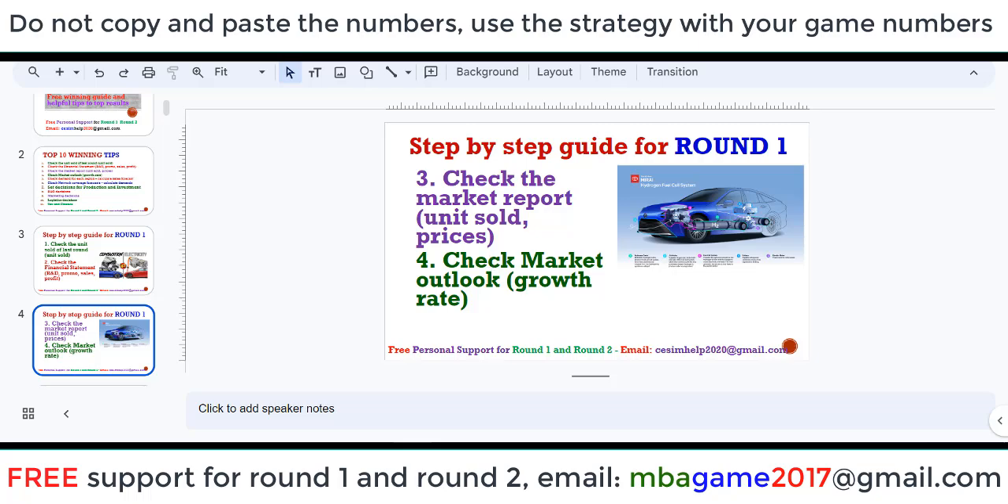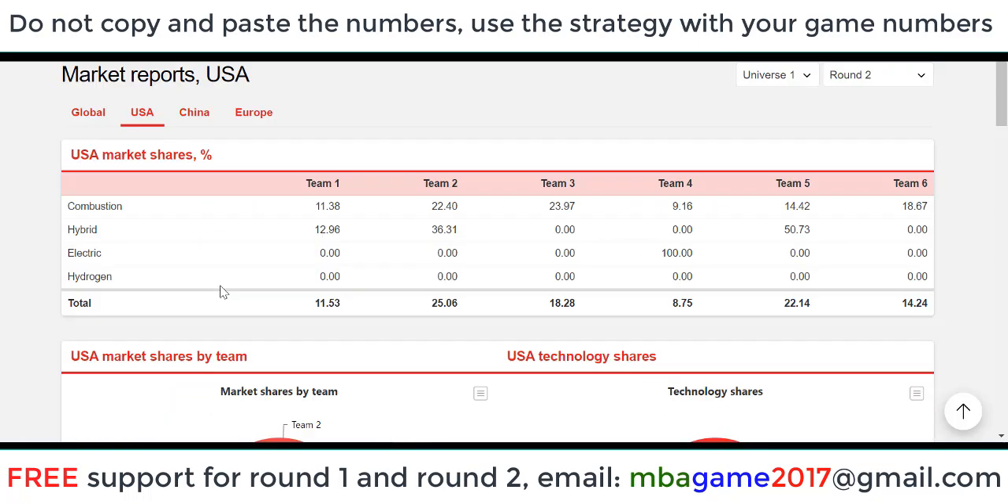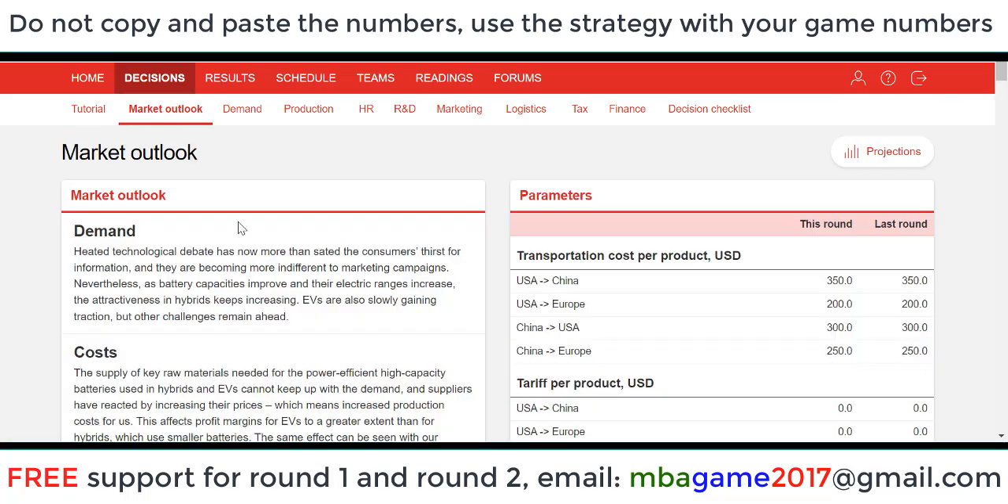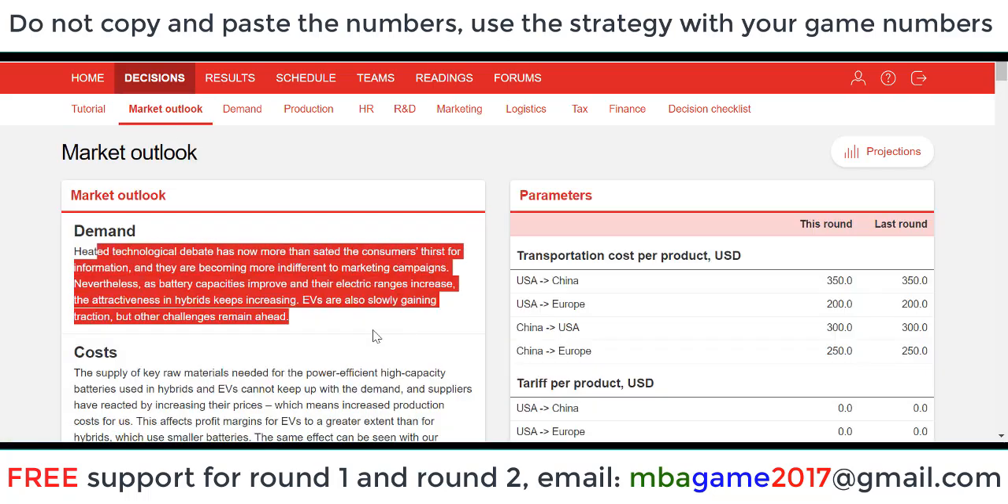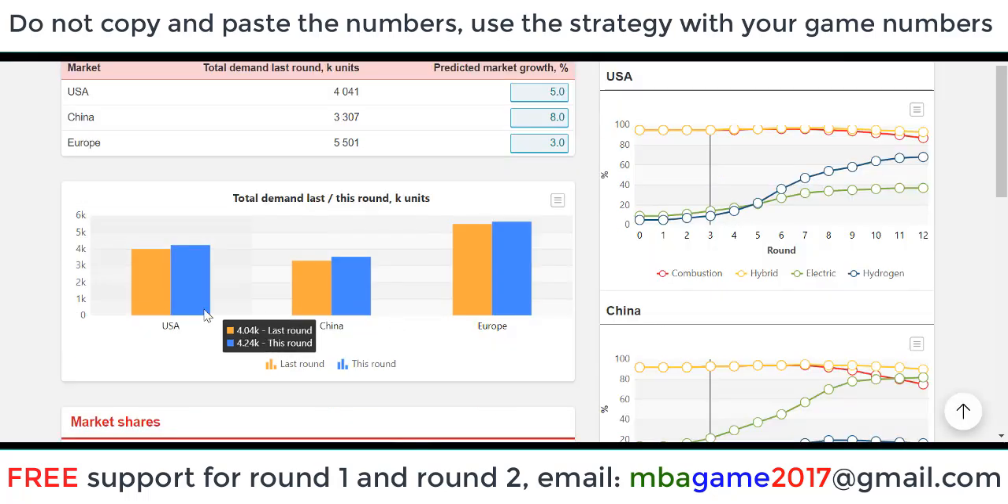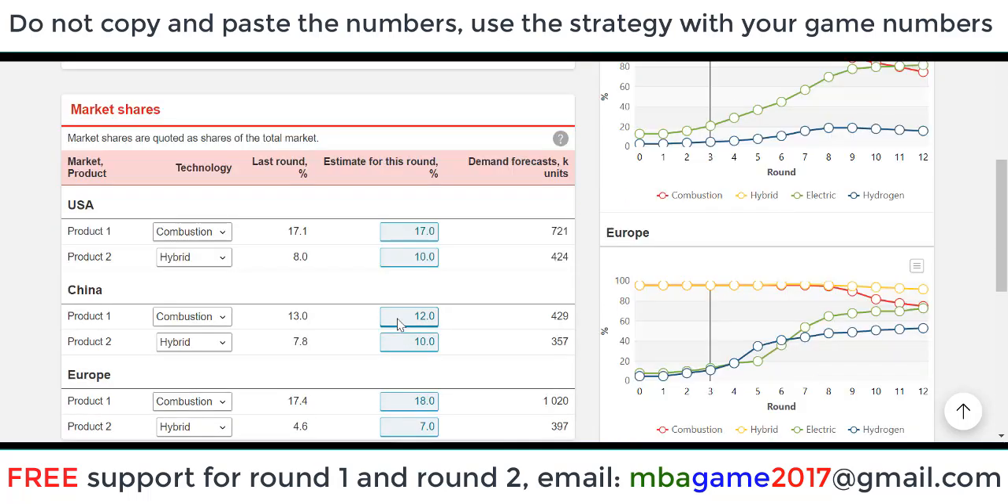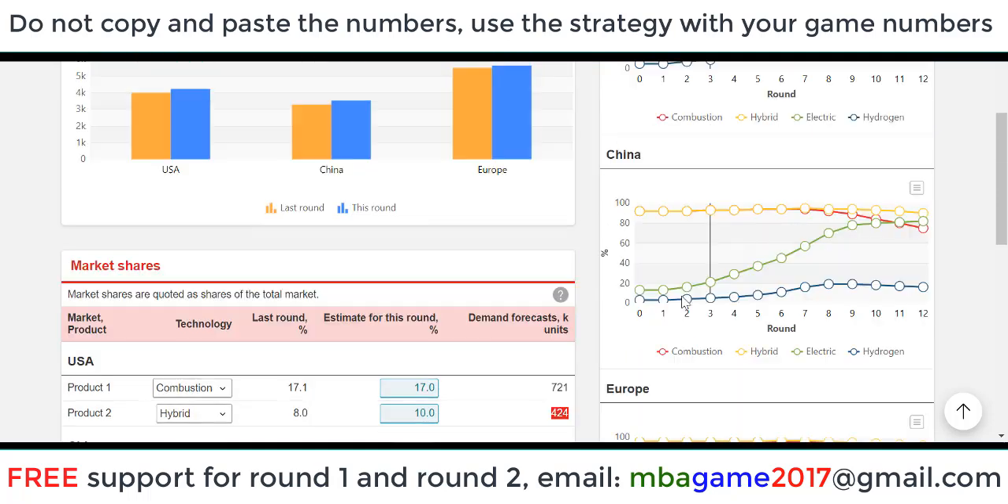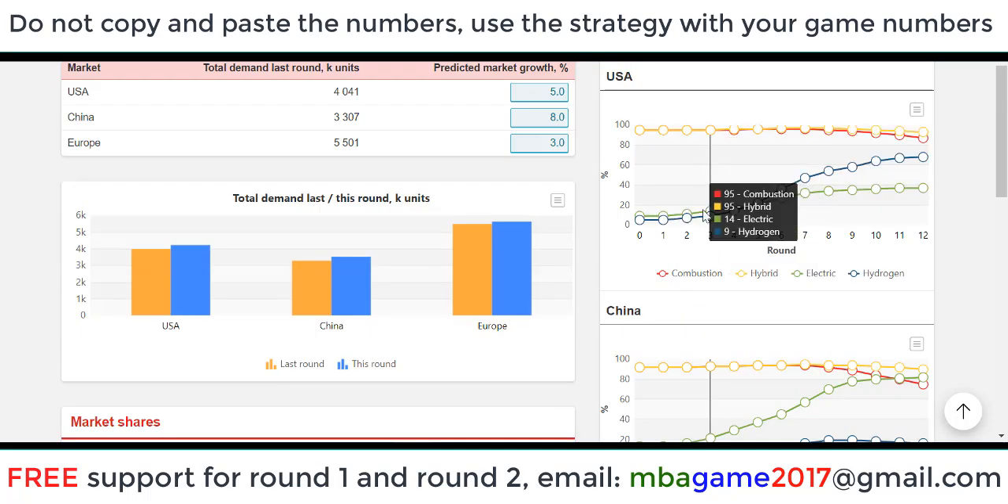Check the market growth outlook. I show you now. We click on the decision and the market outlook. Here we can see the market potential increase, and then we see the demand increase for each market, so we can forecast the demand that we can sell for each product here, right? And look to the right, you see the growth of each market.